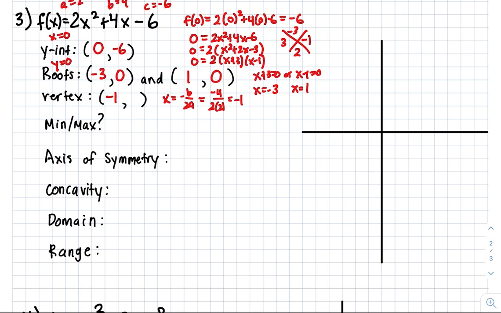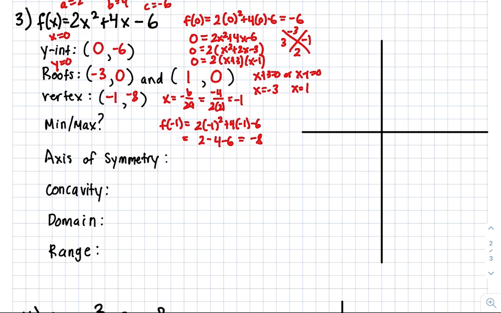Now for your guys' y-coordinate, you substitute negative 1 into the original equation to solve for your guys' y value. So f of negative 1 is equal to 2 times negative 1 squared plus 4 times negative 1 minus 6. You guys simplify that, and that's going to be 2 minus 4 minus 6, which is negative 8.